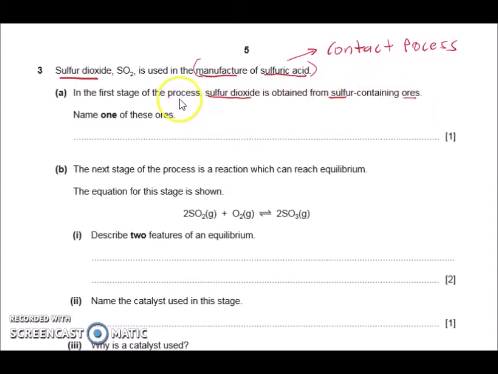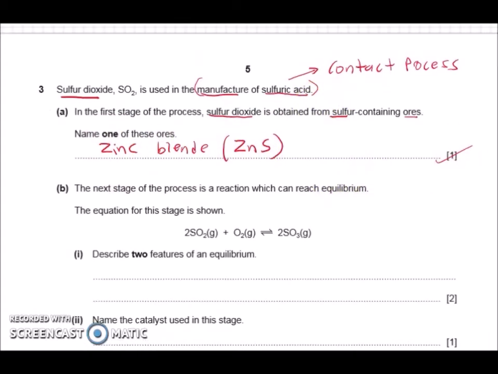Okay, this one is zinc blende. The raw material that is used to extract the sulfur. Okay, we call it zinc blende. Or in formula, they have zinc and sulfur. Okay, so this is the ore. So it's 1 mark over here. Okay, now we scroll a bit.